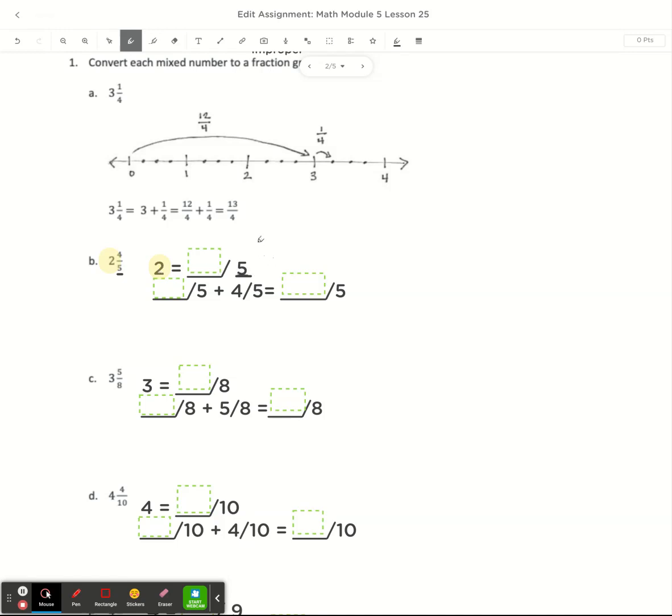Well, I know that in order to write one whole as a fraction in fifths, the numerator and denominator would be exactly the same, but I don't want one whole, I want 2. So the easiest way to do that is just to multiply the whole number times our denominator, 2 times 5. Well, I know that 2 times 5 is equal to 10, so that means that 10 fifths is equal to 2.